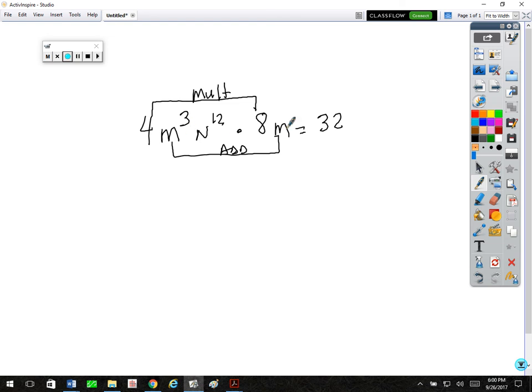Now, I've got an M and I've got an M. I've got a 3, but remember I have a ghost exponent. If I don't see this exponent, I've got to give it an exponent of 1. So 3 plus 1, n to the 12th power. Just bring this n to the 12th over here because there's nothing on this side to add to it. So my final answer is 32 m to the 4th n to the 12th power.